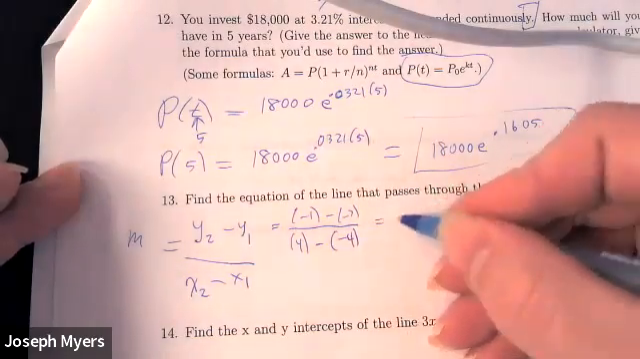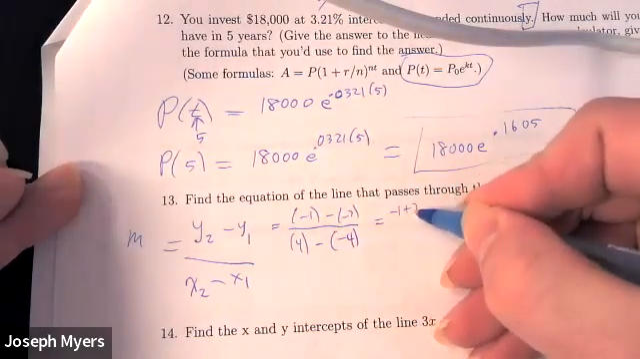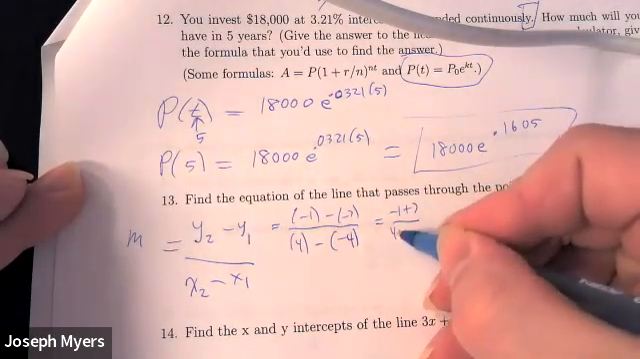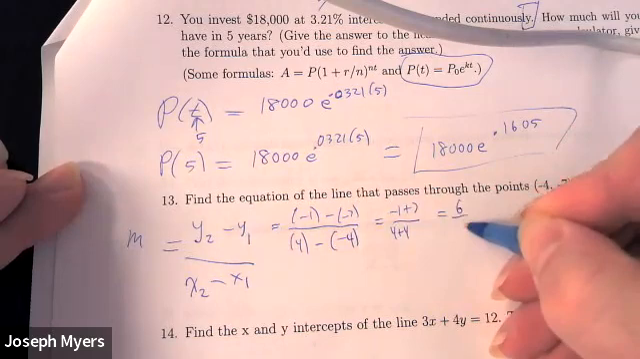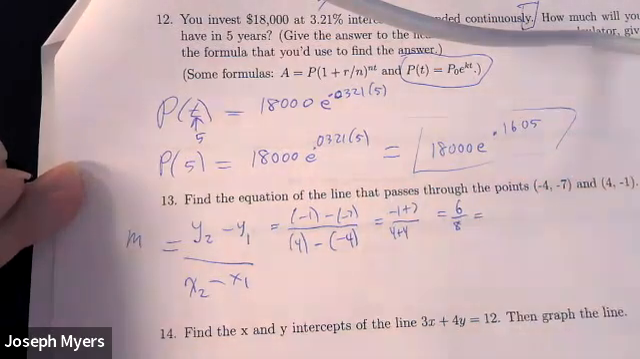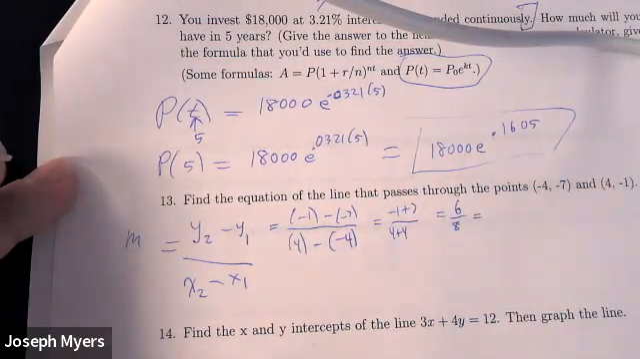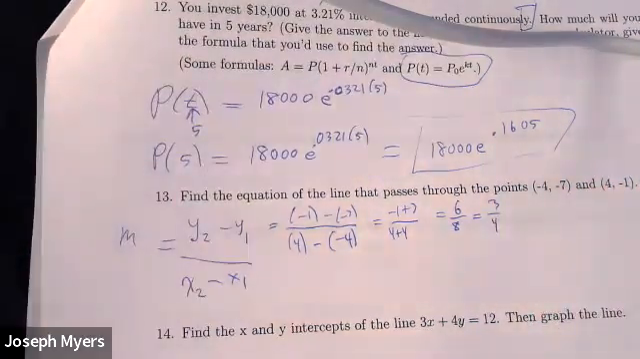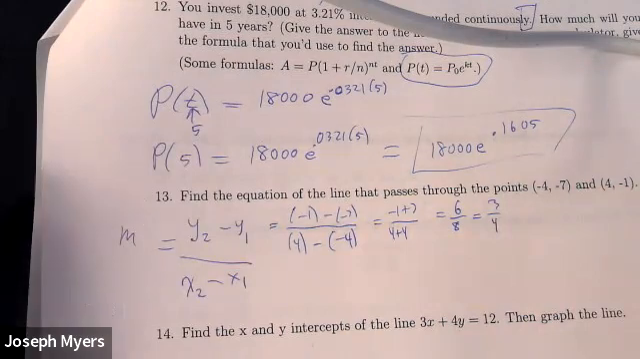So -1 minus -7 is really -1 plus 7. 4 minus -4 is really 4 plus 4. So it's really 6 over 8. 6 over 8 can be reduced dividing by 2 and 2 to get 3 over 4, like that. So the slope is 3 over 4.